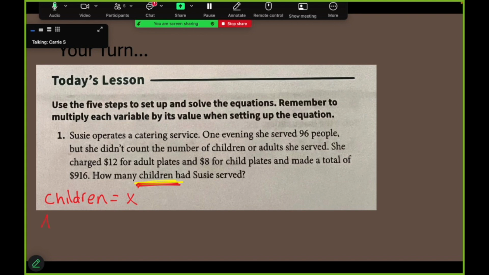How many adults did she serve then? With the equation. 96 minus x. Does anybody agree with Zach? I agree. Okay. That's correct. 96 minus x. The concept that we need to do is that the money from the children plus the money from the adults totaled how much?